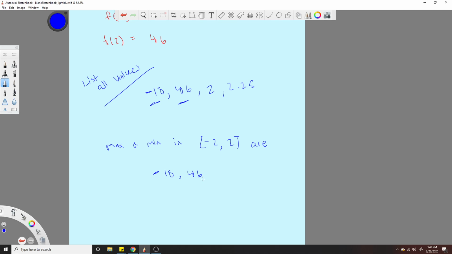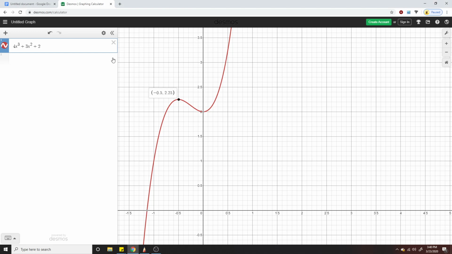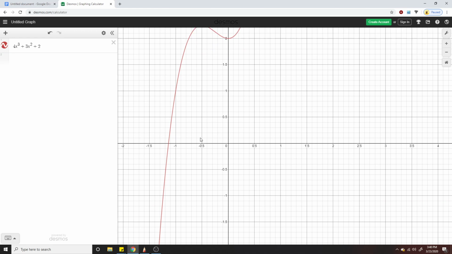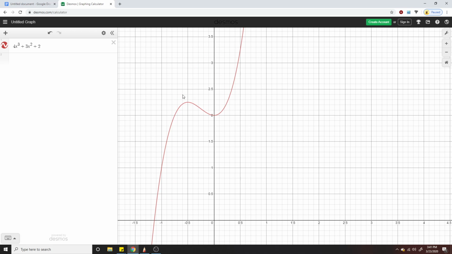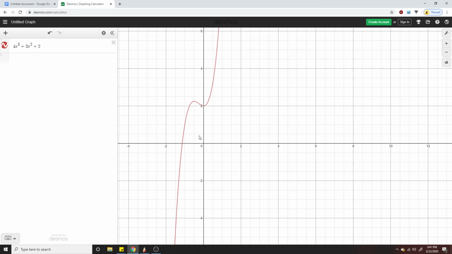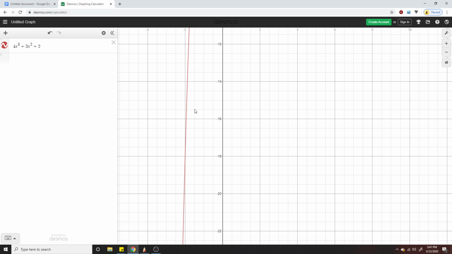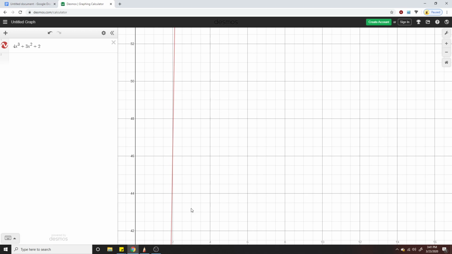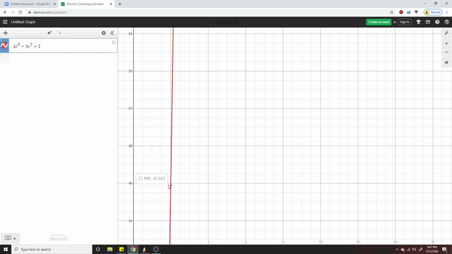The local max and min didn't really matter. And just to show you, I also put it in Desmos, and you can see our interval was -2 and 2. Here's our local max and min at 2 and 2.25. By the time you get down to -2, it's much lower. You get this negative 18 value that we had, and you also get the 46 value that we had.